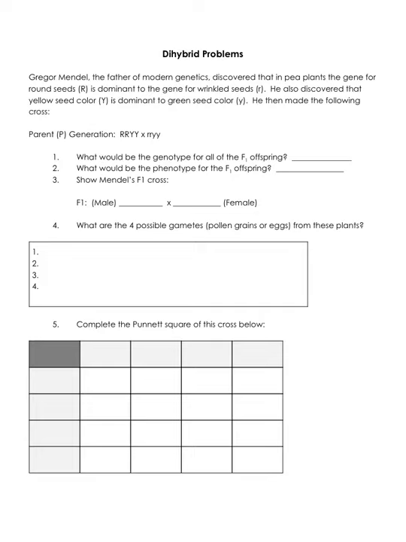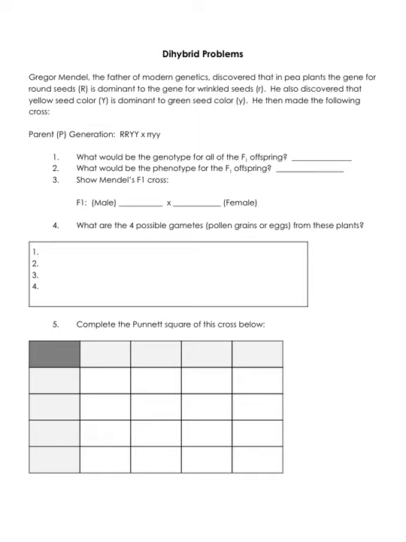Now we're going to go over the dihybrid problems. A dihybrid problem looks at two traits being passed from parents to offspring simultaneously. And we're going to talk about peas because that's one of the things that Gregor Mendel studied. Remember, he's the father of modern genetics, and he's kind of the one who discovered inheritance patterns.